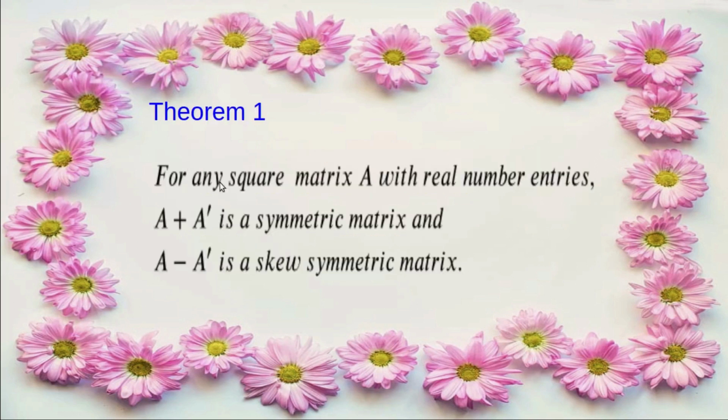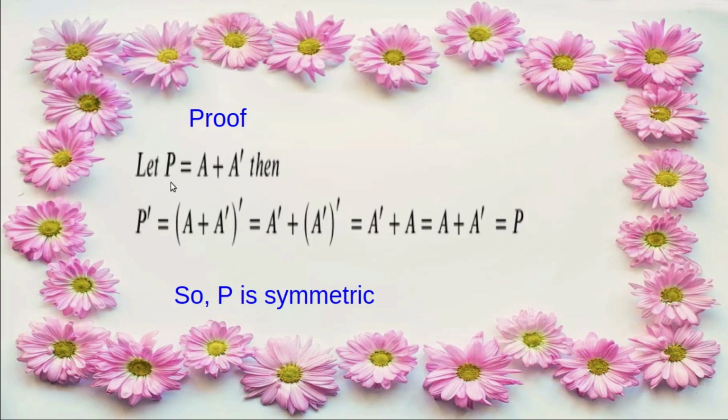Theorem 1. For any square matrix A with real number entries, A plus A dash is a symmetric matrix and A minus A dash is a skew symmetric matrix. Proof. Let P equal to A plus A dash, then P transpose equal to (A plus A transpose) whole transpose.